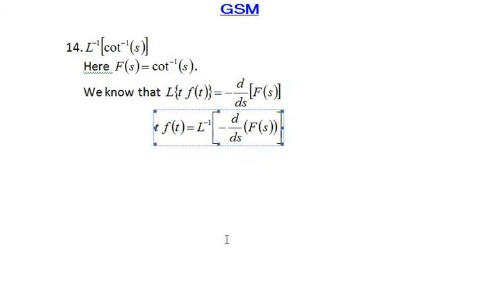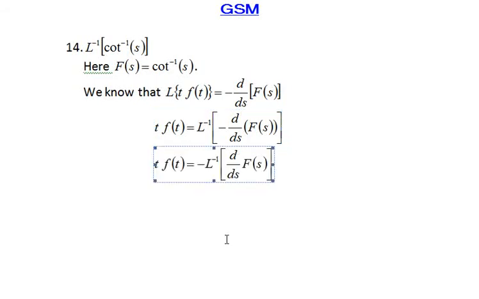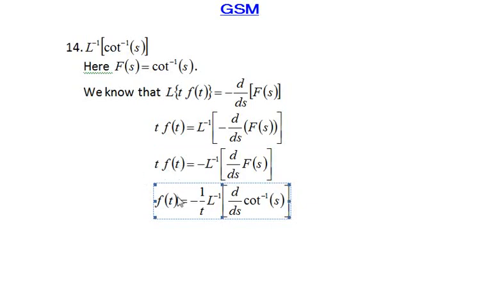So the same, the second shifting theorem, we are going to solve here by using the second shifting theorem. Here capital F of s equals cot inverse of s. We know that L of t f of t equals minus d by ds of capital F of s. So taking the inverse Laplace transform on both sides, t f of t equals L inverse of minus d by ds of capital F of s.